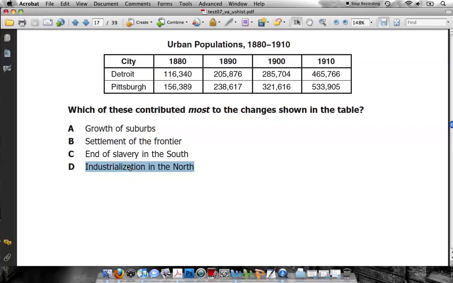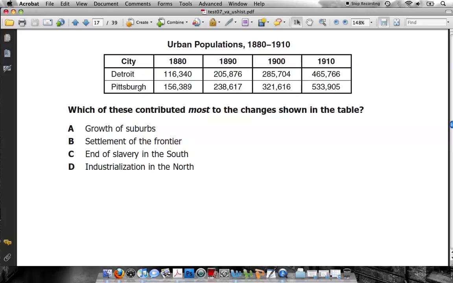Industrialization in the North. Now this answer makes a lot of sense because Detroit and Pittsburgh are both located in the north. We know that part of our industrialization unit was talking about the growth of cities, which we see both of these two cities nearly or more than triples in size. If we think modern day, Detroit is known for the auto industry and Pittsburgh is known for the steel industry. Two very important industries. So the correct answer is D, industrialization of the North.